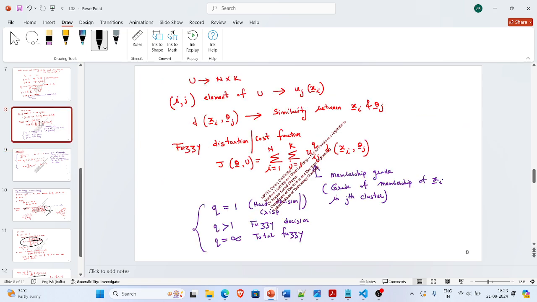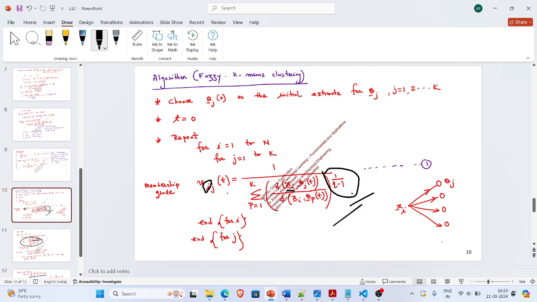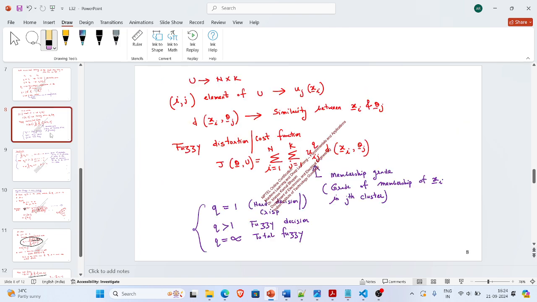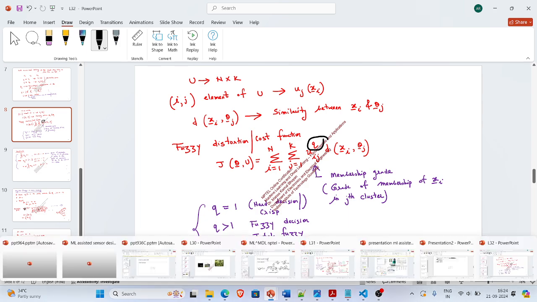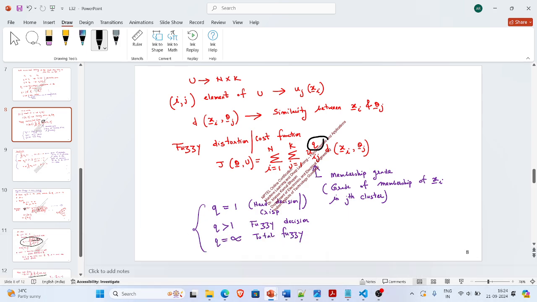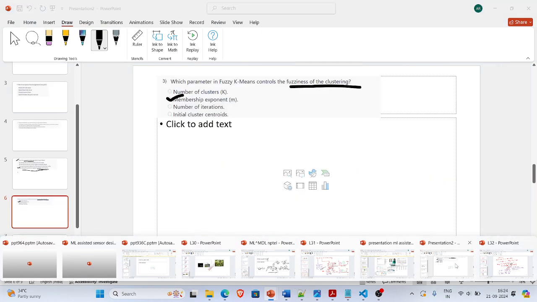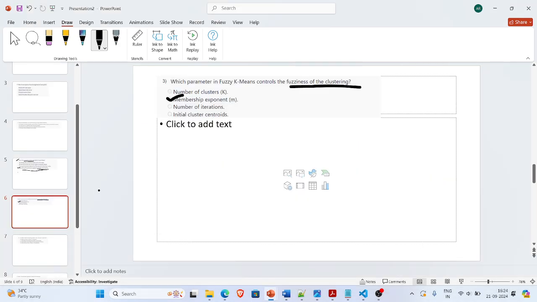Another one is, this is the membership grade. I'm sorry, got it wrong here. So this is the membership grade, and in the cost function, as you can see, this exponent is actually deciding the fuzziness. So that is what they have asked.